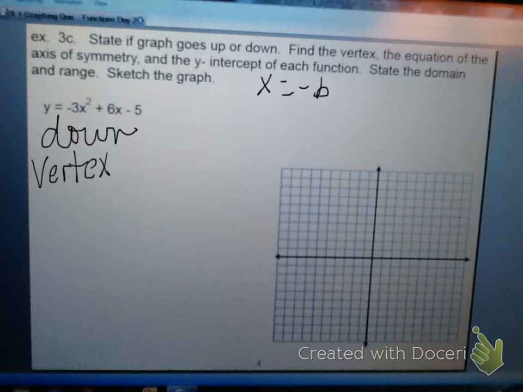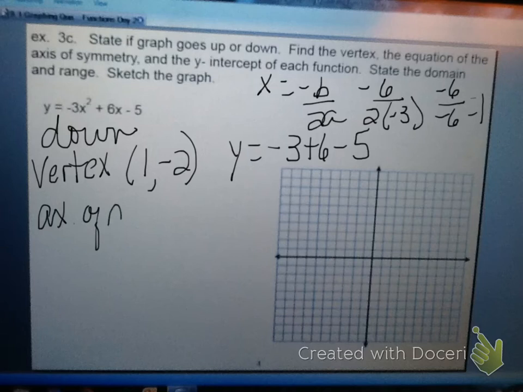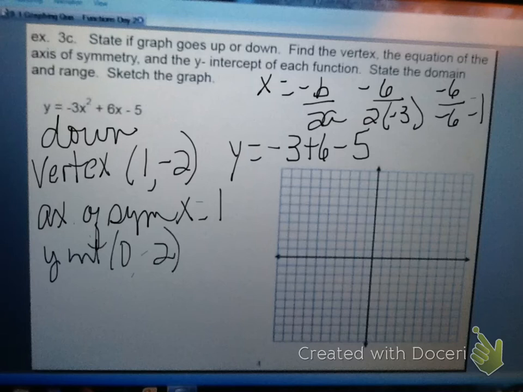Again, the vertex x-value is negative b over 2a. So that's -6 over 2 times -3, which is -6 over -6, which is a positive 1. Now I'm going to plug in 1. 1 squared is 1 times -3 is a -3, plus 6, minus 5. -3 plus 6 is 3. 3 minus 5 is a -2. The axis of symmetry is x is equal to 1. The y-intercept is (0, -2).